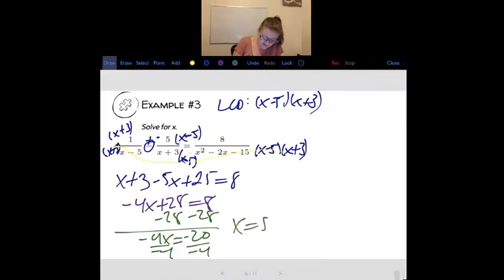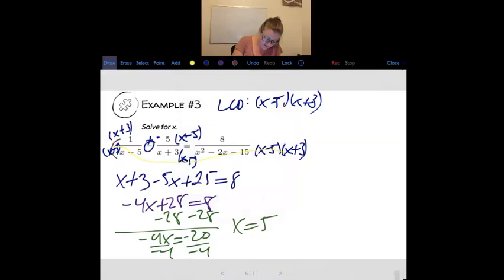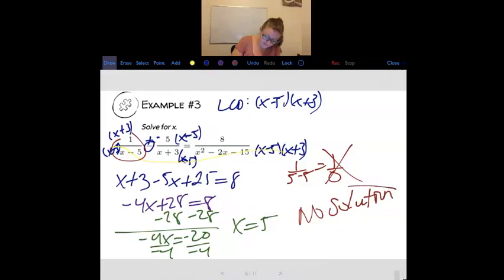And we come up with x equals 5. Is that our answer? Check your denominators. No, it's not going to work. And the reason why is if you plug it into this first fraction, you would get 1 over 5 minus 5, which is 1 over 0, which is undefined. So in this case, there is no solution.